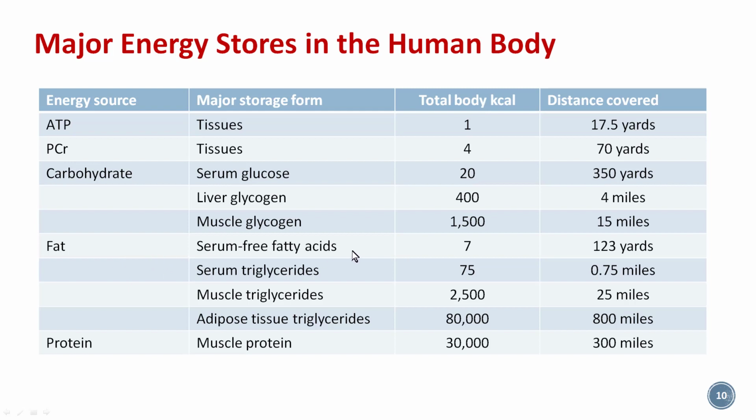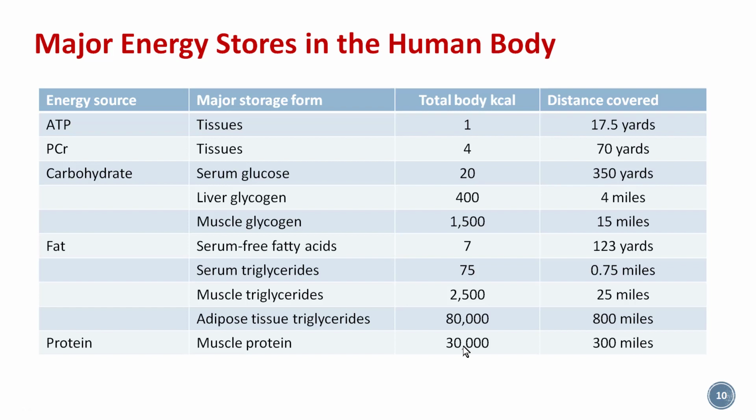So the blood free fatty acids, 7 calories at a given time. Of course, this is individual and it depends on the fitness level and also health level of the individual, but this is an average number. These are average numbers. So again, blood triglycerides, 75 calories, muscle triglycerides, 2,500, which is abundant. And if you look at the fat tissue, the adipose tissue, triglycerides 80,000. And the protein will, again, on average 30,000 depending on the person's muscle tissue.